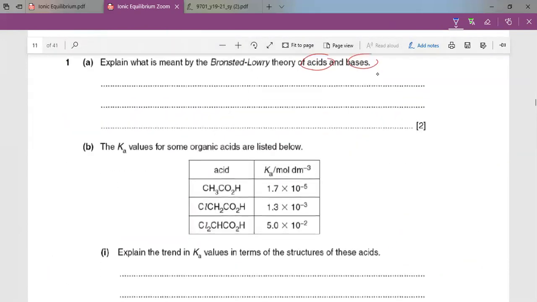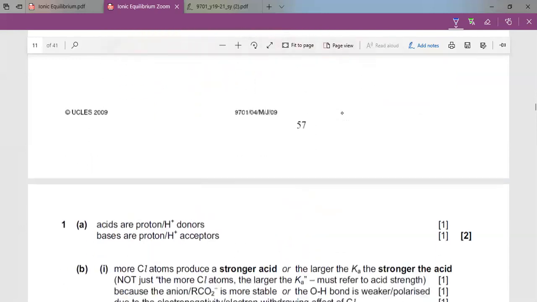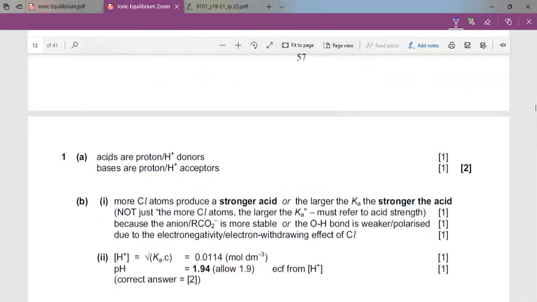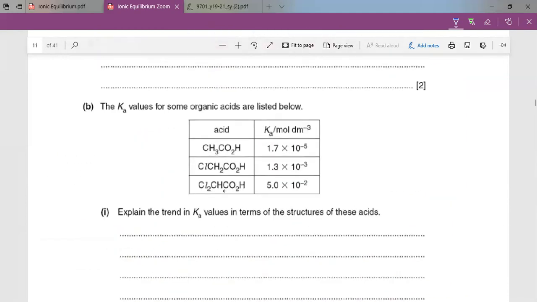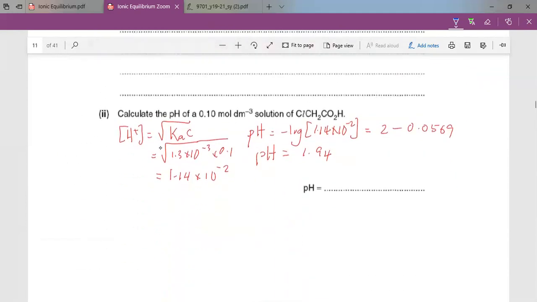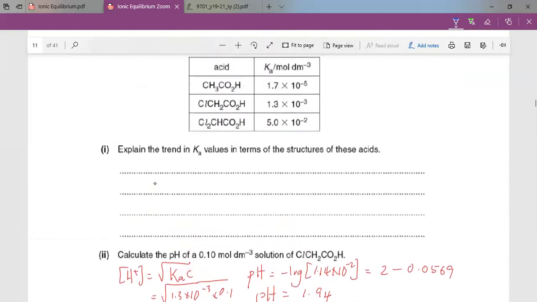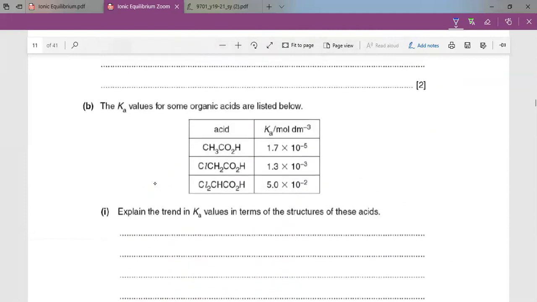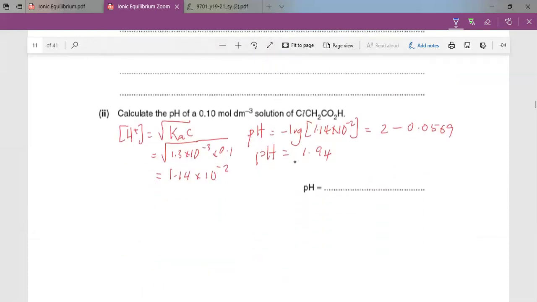Again, I told you already, Bronsted acid and base, simple here. An acid is a proton donor, a base is a proton acceptor. Strength of acid, again, we're not going to talk about this. Now here, come to the pH of this one here. Simple, isn't it? Same thing: H plus equals root Ka C, you substitute inside here. Ka is given here for this acid. Substitute inside here and then find the pH. Easy peasy. Okay, next one.